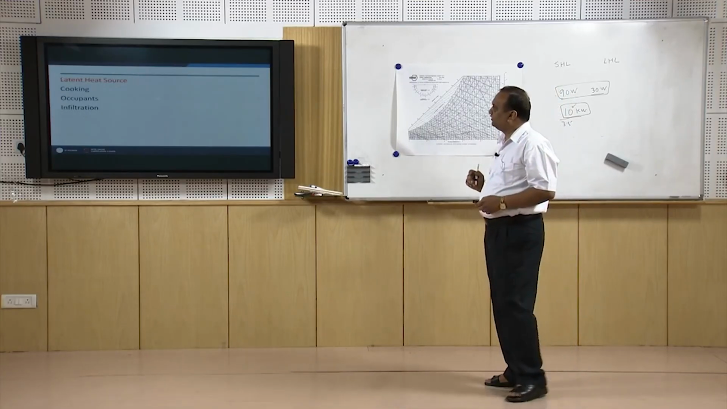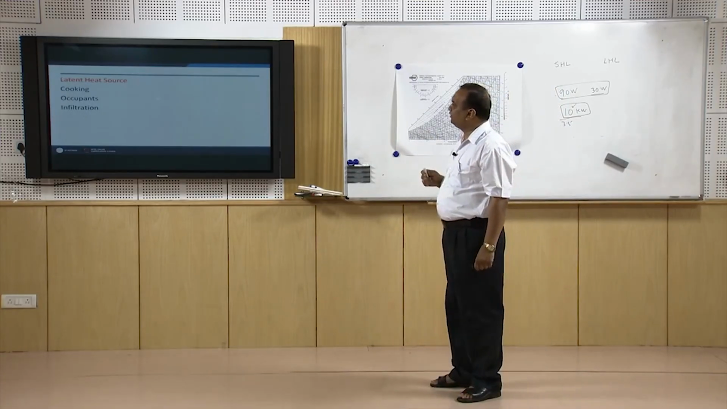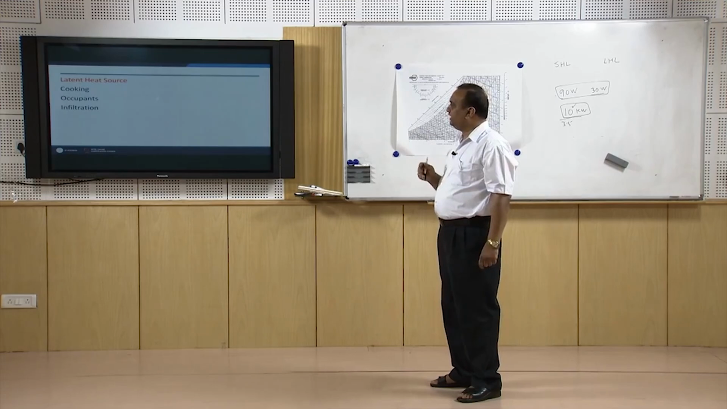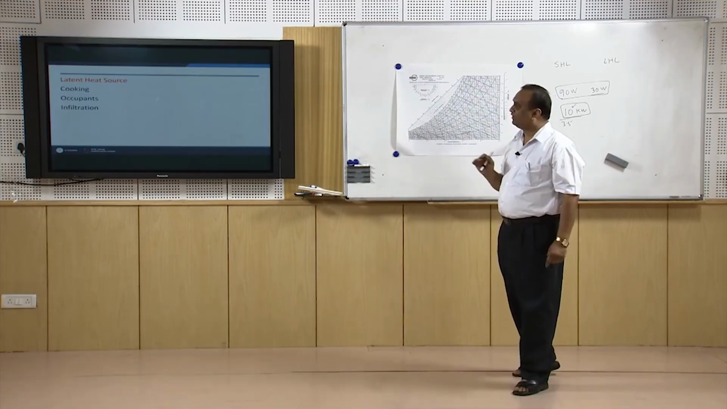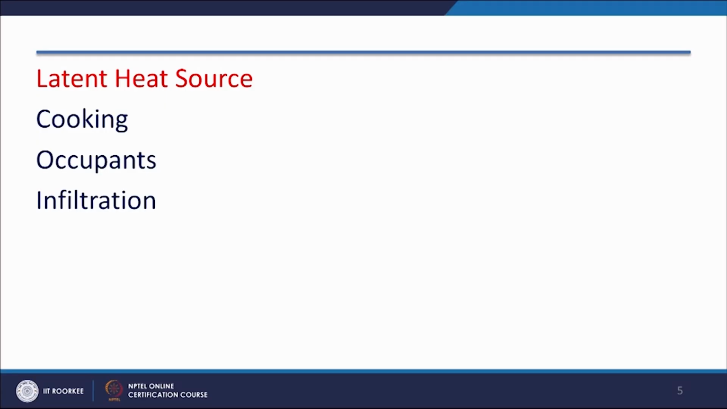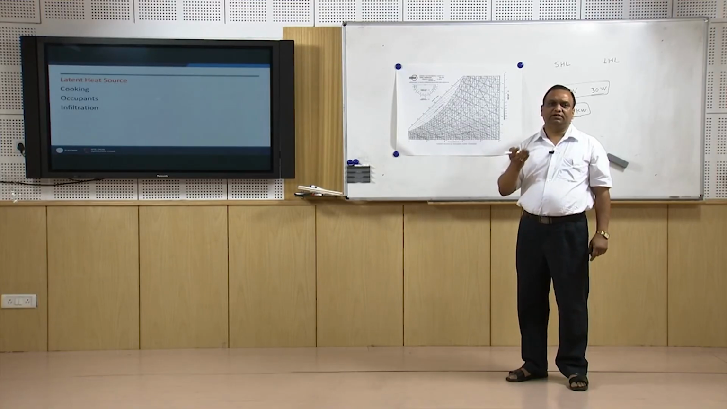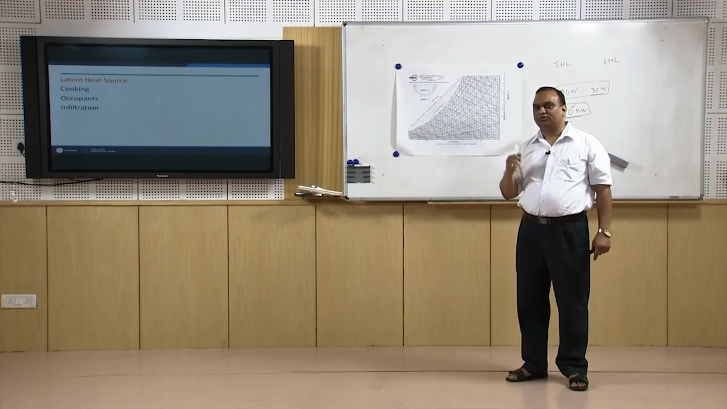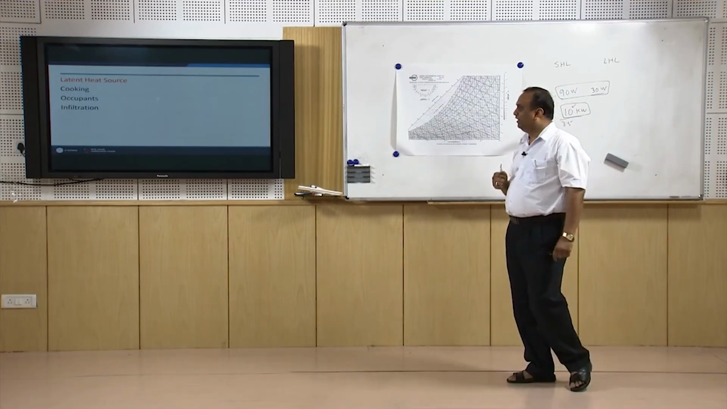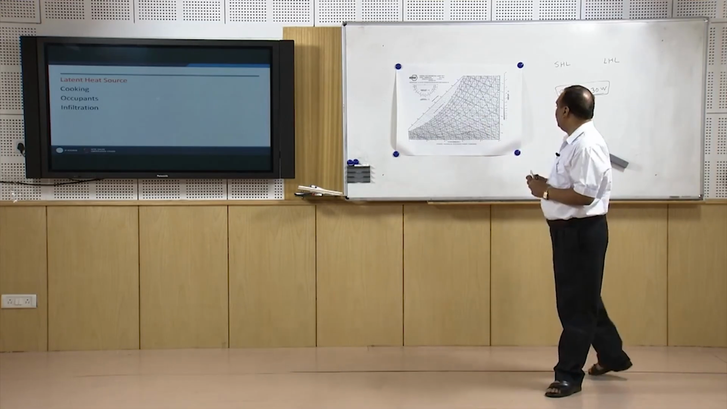Infiltration I have already discussed. Now, latent heat sources are cooking, occupants and infiltration, which I have also discussed. In addition to this, other equipment in the room, like a UPS lying in the room, also adds heat, and even lights, tube lights.